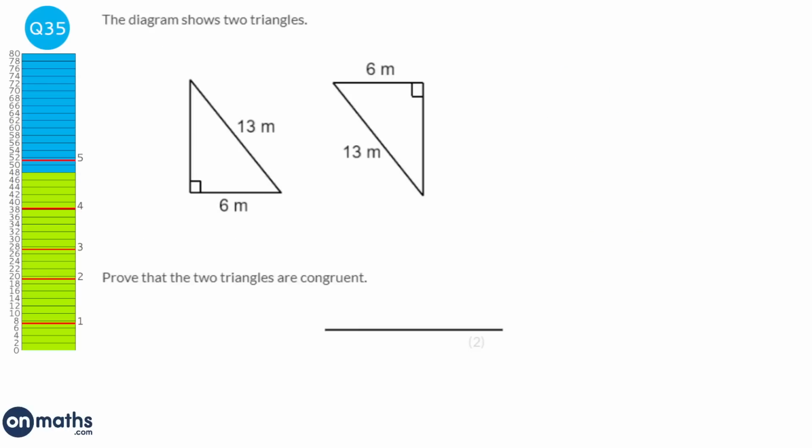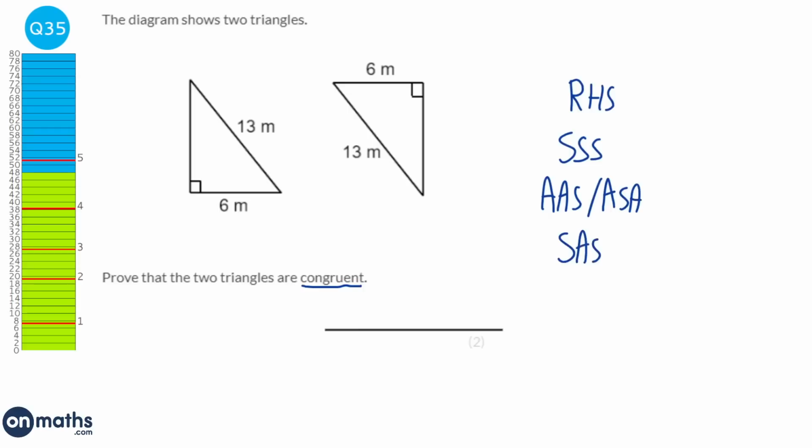When working out if two triangles are congruent, which means they're the same, you can either have RHS, which is a right angle, hypotenuse, side. You can have 3 sides that are the same. You can have 2 angles then a side, or an angle then a side then an angle, or you can have a side then an angle then a side.